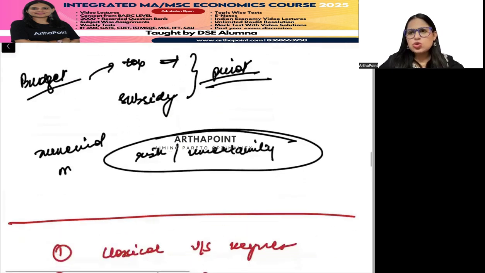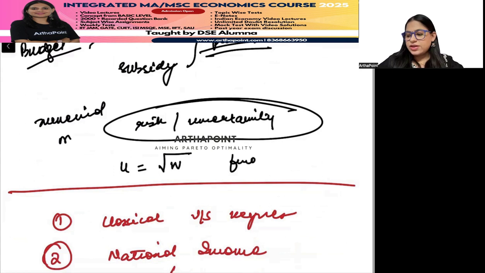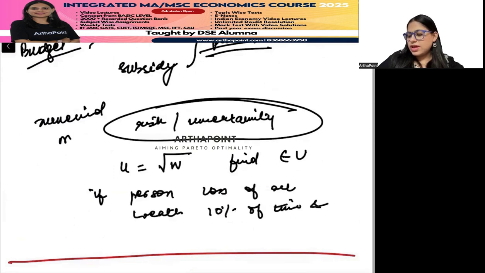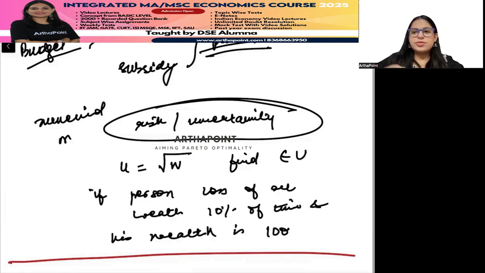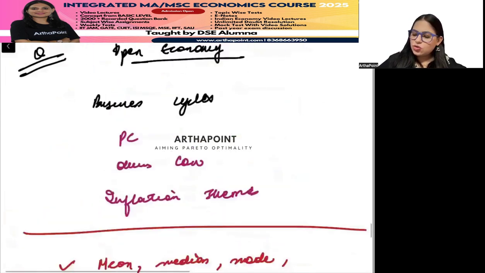तो अनसर्टेनिटी पे जो भी हमारे न्यूमेरिकल्स हैं, जैसे फॉर एग्जांपल इफ आई गिव यू अ यूटिलिटी फंक्शन, राइट, u is equal to root w, and I find expected utility if the person makes loss of all wealth 10% of the time and his wealth is 100. ऐसा कुछ. So you should be aware about all these basic numericals on risk or uncertainty. ठीक है. Then what you will go ahead and you will do here.